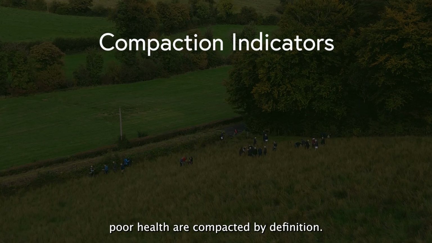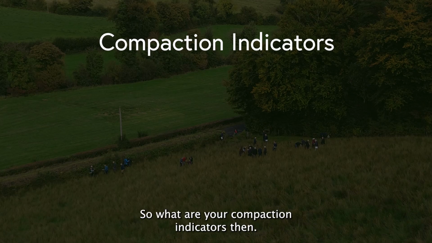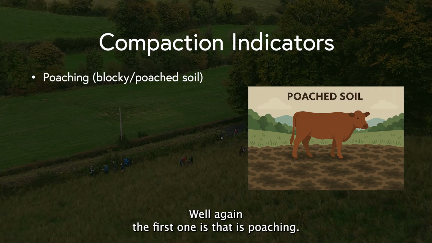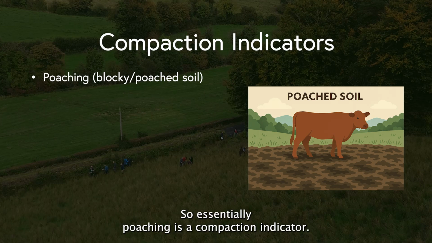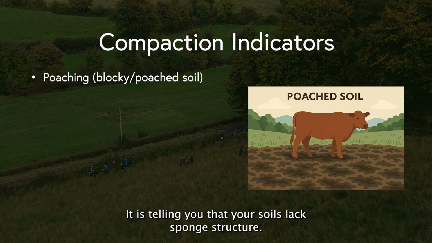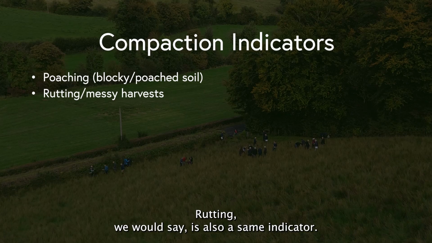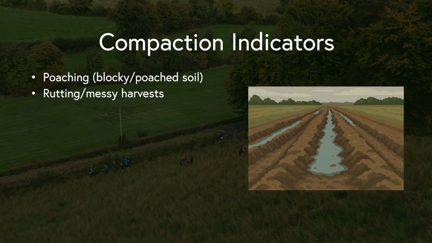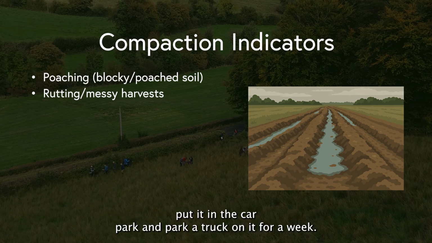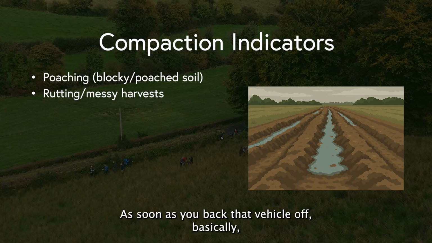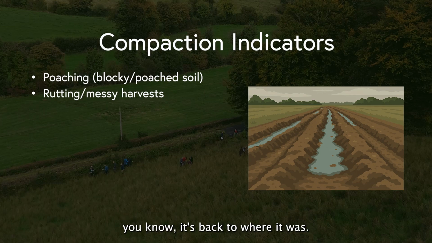Soils that are in poor health are compacted by definition. So what are your compaction indicators then? Well, again, the first one is poaching. Locky soil, poached soil. So essentially, poaching is a compaction indicator. It is telling you that your soils lack sponge structure. Rutting, we would say, is also the same indicator. Again, that sponge structure. You could take a kitchen sponge, put it in the car park and park a truck on it for a week. Yeah, as soon as you back that vehicle off, basically, it's back to where it was.